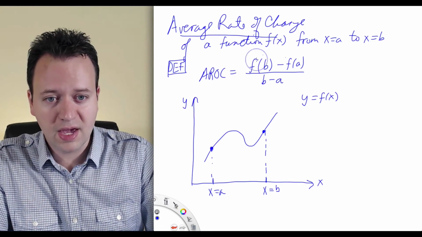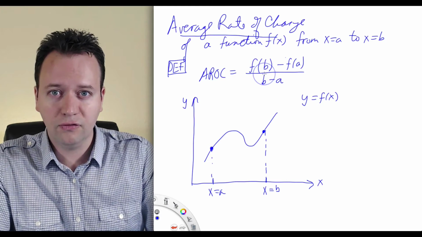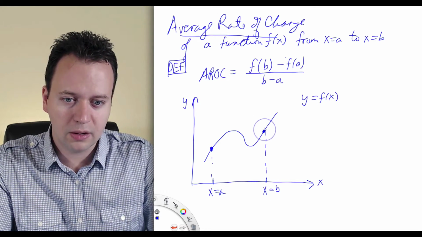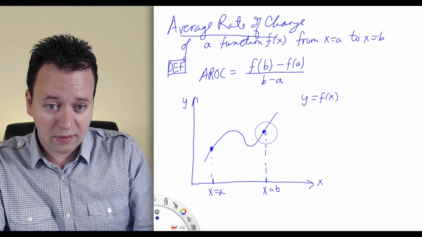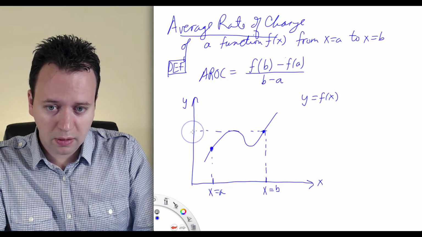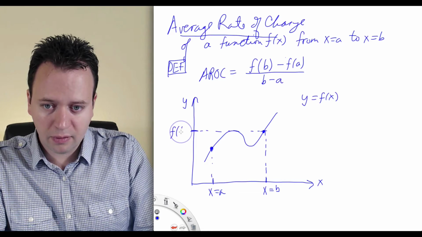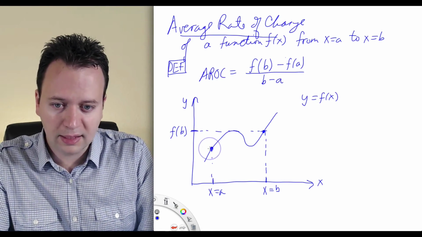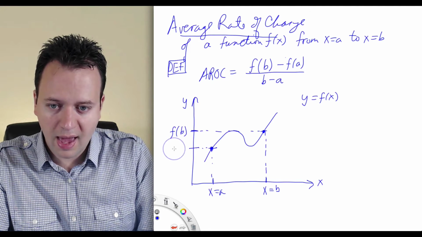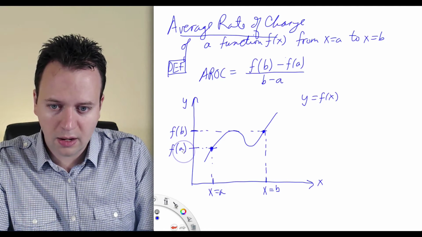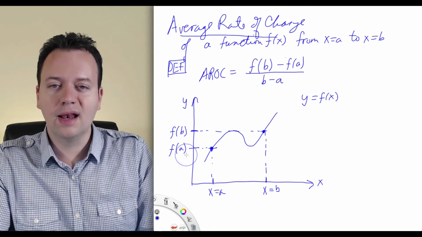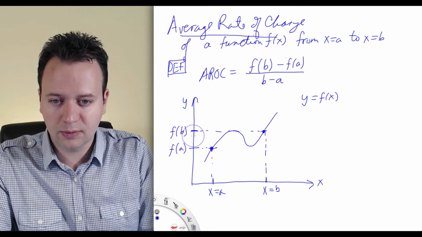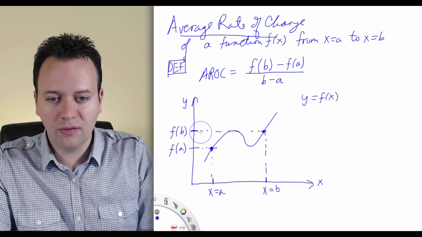So f of b is going to be the height of the function at the point x equals b. So x equals b is down here, and the height will be the y value associated with this point right up here. We'll call that f of b. Then similarly, f of a is just the height at x equals a, so f of a is going to be the height right here. Now the difference, f of b minus f of a, is just the distance between this point and this point. So it's literally the vertical change.